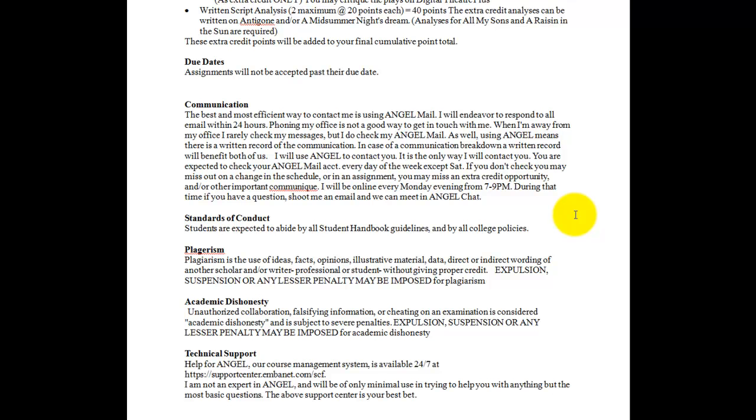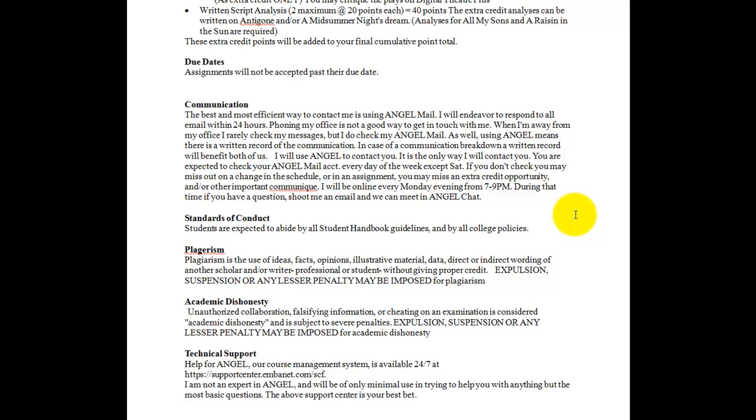Sometimes I find ways for you to see plays for free, and I send that out in an Angel Mail. Usually that's something that is very last minute, and so only people who know how to check it, or check regularly, will possibly be able to take advantage of that if it happens this semester.